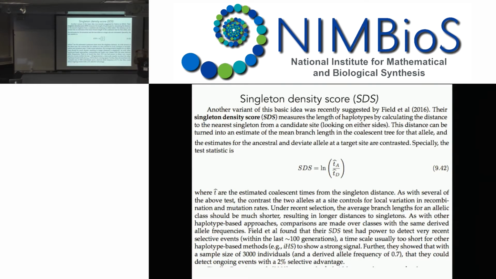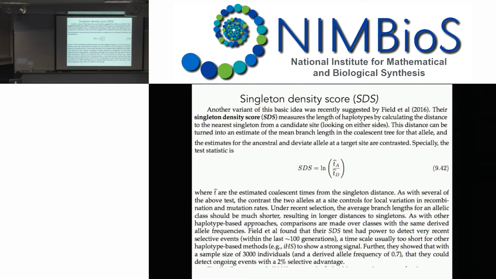So if you've got a star-shaped coalescent, you'll have a lot of singletons. If you've got a deeper coalescent, you won't have as many singletons. And so it's a measure of singletons. What you can basically then do is take this measure and turn it into a time measurement and look at the average of the ancestral versus derived, and the singleton density score turns out to be very nice, and you've got power to detect very recent events with fairly small amounts of selection. And so you have a time scale that's usually too short for these other haplotype-based methods.